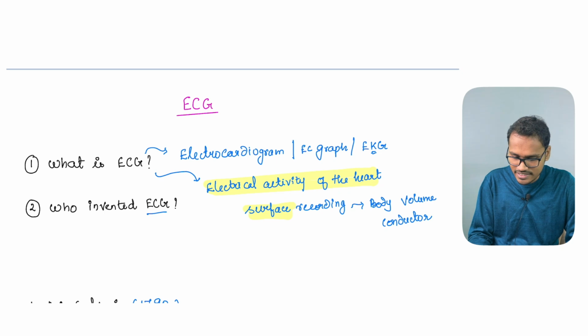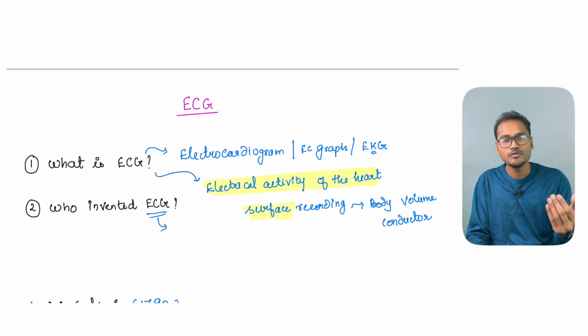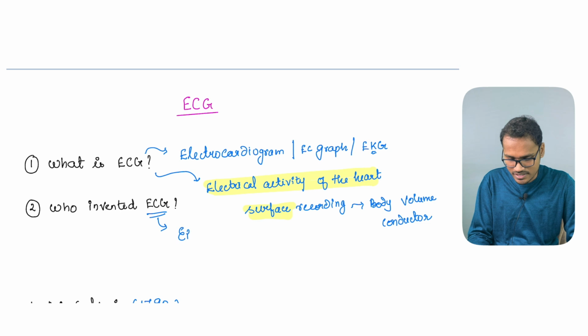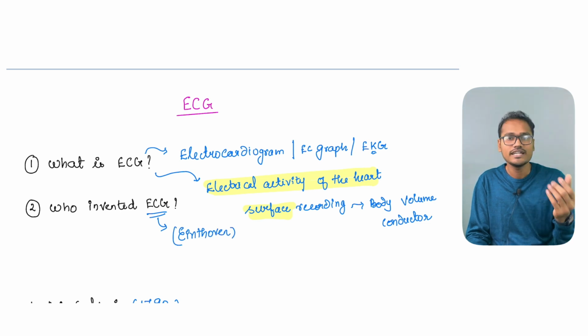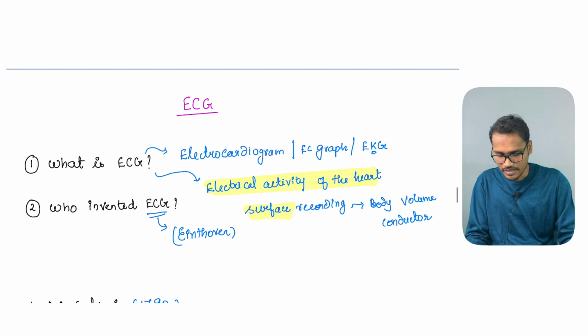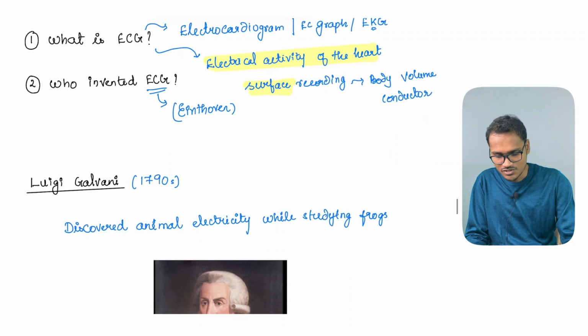Then who invented ECG? Most of you would guess the name Einthoven. Obviously, it is Einthoven. But before Einthoven, there were a lot of scientists who contributed to the development of the ECG. So let's see them one by one. That is the history of ECG.